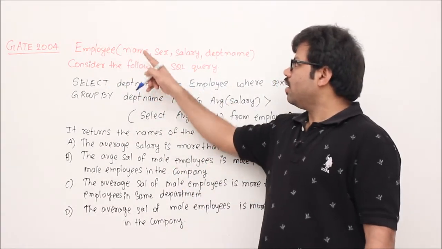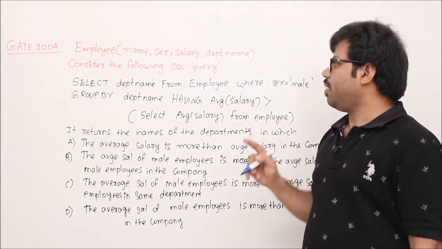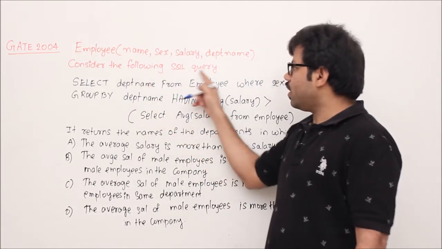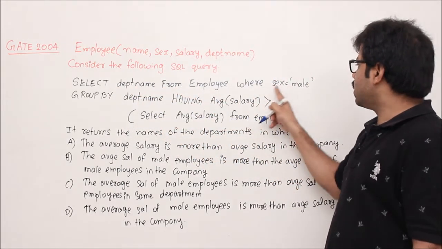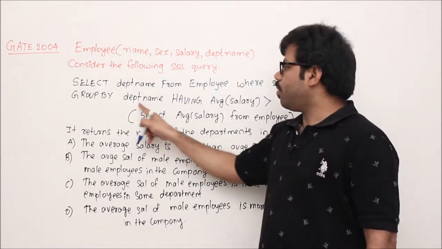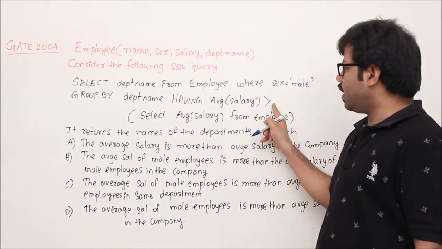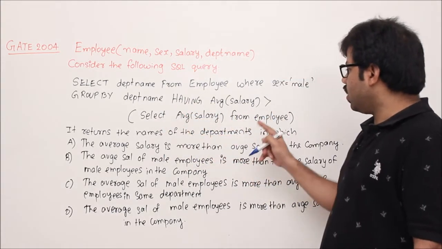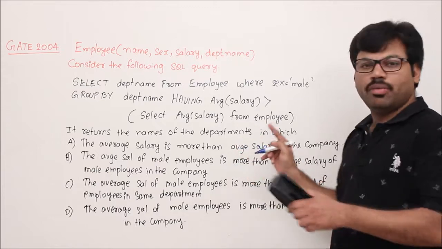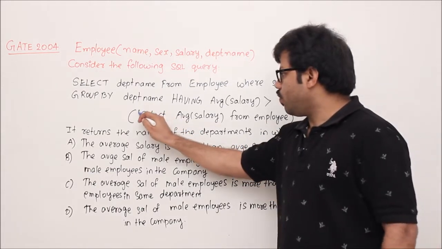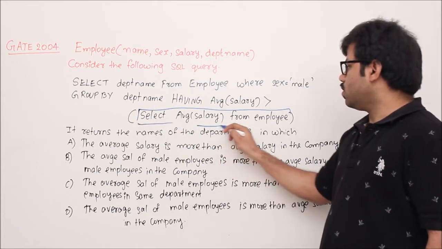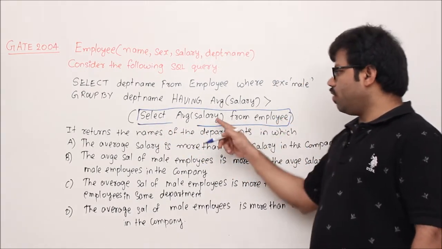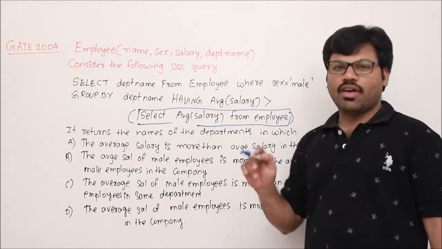The employee table is given: name, sex, salary, department name. So consider the following SQL query. Select department name from employee where sex equal to male, group by department name having average salary greater than, select average salary from the employee. So we divide the problem into 2 parts and execute it. First focus on this nested part, the subquery. Here, in the employee table we are just calculating the average salary, right?